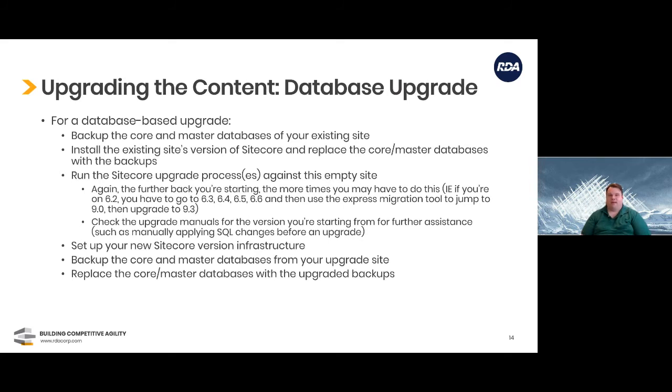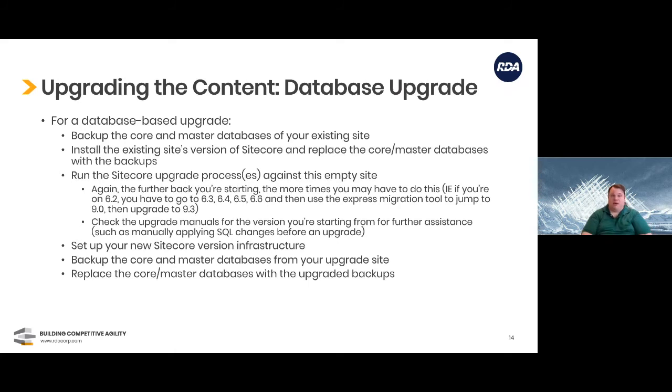So back up your core and master, and install a version of the existing site. Let's say we're going from 8.2 to 9.3. Install 8.2, you've got your backups, replace the core and the master out of the box. Now you basically have an empty 8.2 site with the content from your client. Run your Sitecore upgrade process at this point.